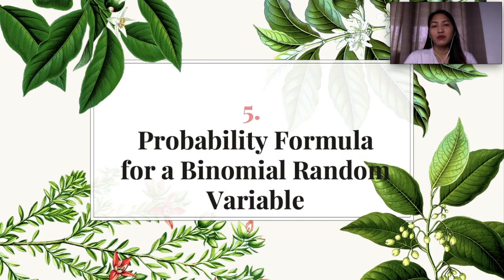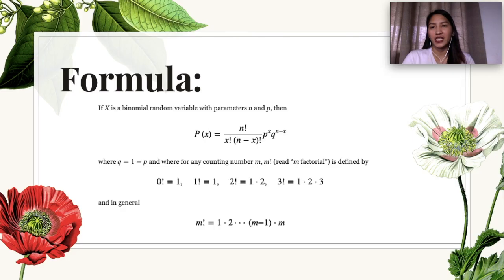Okay, now let's talk about the probability formula for a binomial random variable. So, ano ba yung probability formula natin? Kung yung x natin is a binomial random variable with parameters n and p, so here is our formula. The probability of getting x is equivalent to n factorial over x factorial times n minus x factorial multiplied by p raised to the value of x and q raised to the value of n minus x. So, ano ba yung q natin? Yung q natin, ito yung 1 minus the probability. Okay, so ito yung value ng q natin.